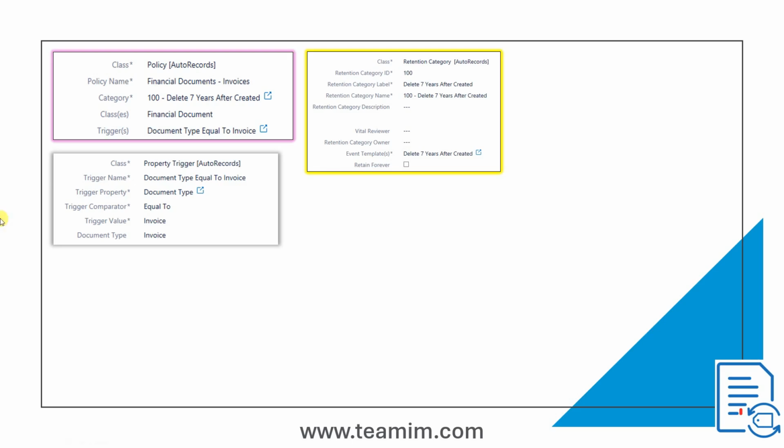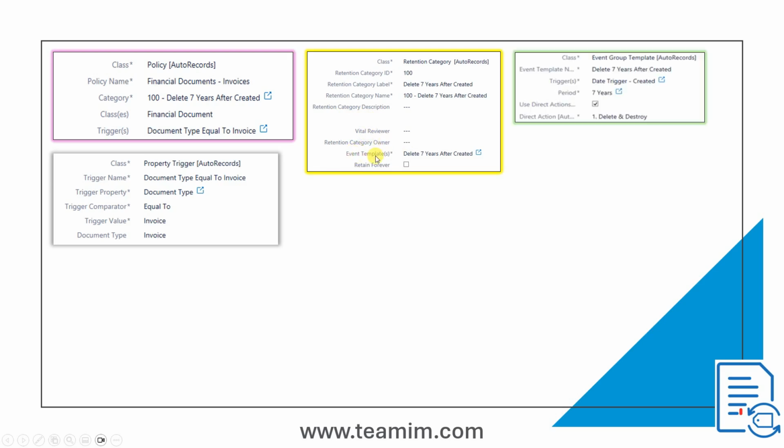Looking closer at the retention category, the ID is a required numeric field. It can be any number, and some people like to use numbers to separate types of retention, such as retention for physical records versus electronic records. The label is a free-form text field, and it should be used to describe the type of retention. In cases where only a single retention event will be scheduled, it's best to make the label match the name of the event template. The other fields aren't required for this configuration, so let's focus on the event template that we will use.